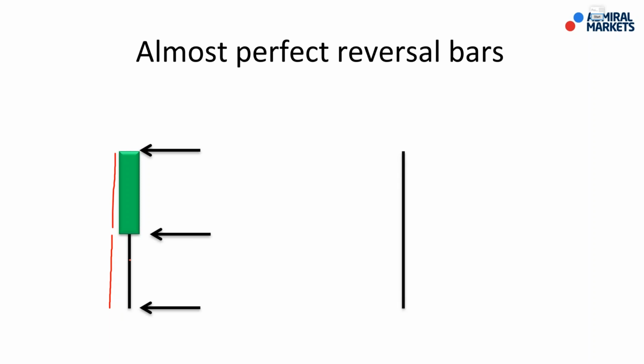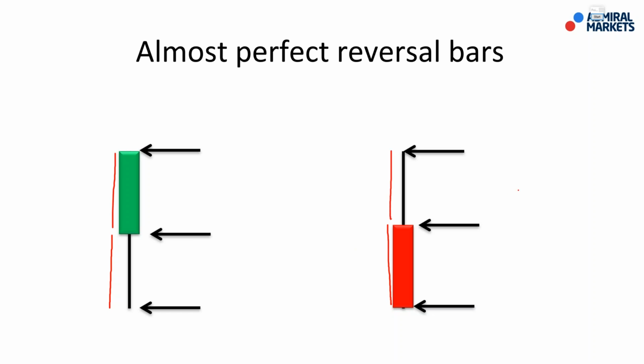That's really important. It must be green, otherwise the setup doesn't work. Not red in the long direction, only green. In a short direction, only red, of course. And an almost reversal bar has the same size as the shadow on the upper side. This is what it means if I'm talking about almost perfect reversal bars.